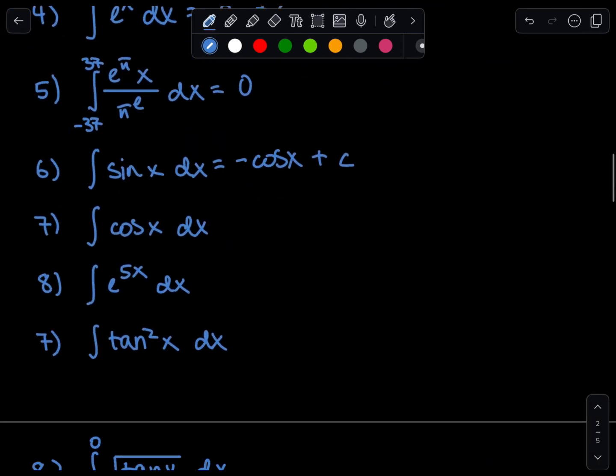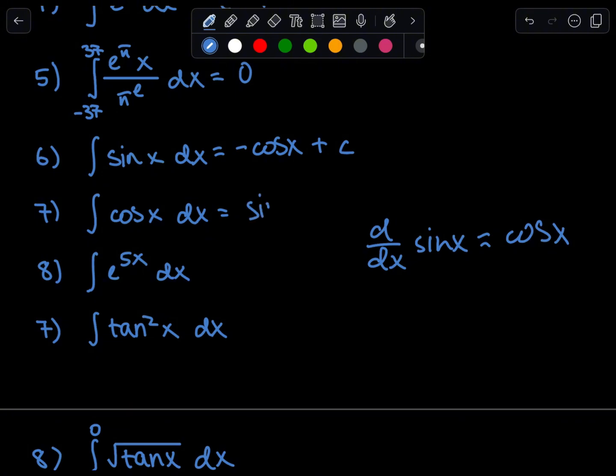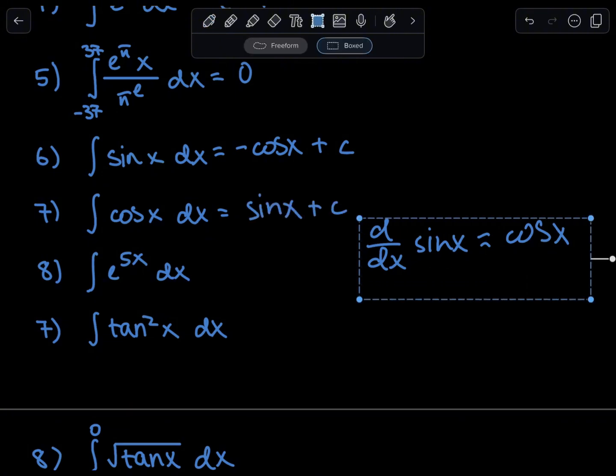Okay. Next, we have the integral of cosine of x. Again, think about differentiating trigonometric functions. If we take the derivative of sine of x, that's just cosine of x. So the answer to this question is just sine of x plus c.